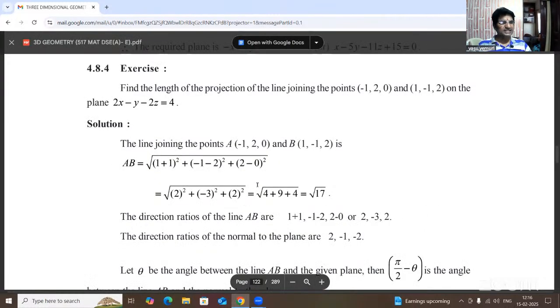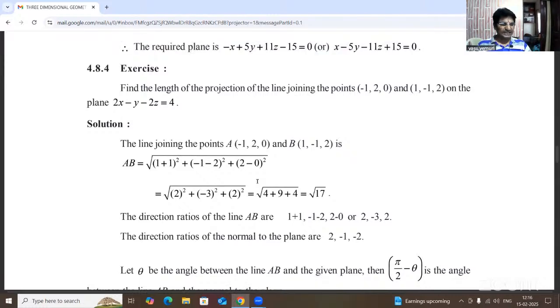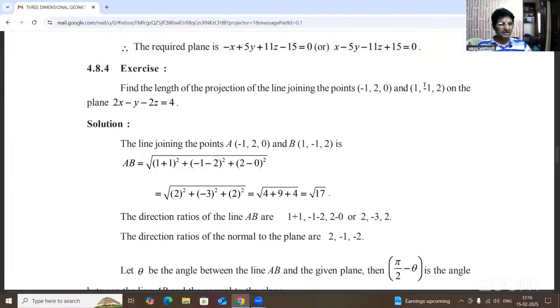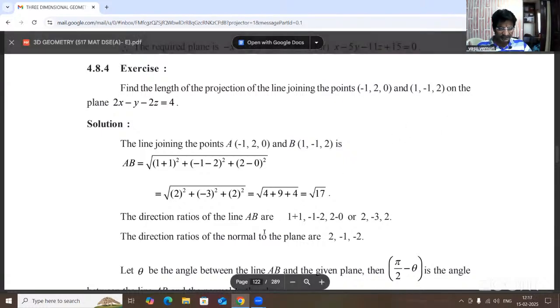Now this is also a projection problem. Find the length of the projection of the line joining the points A(-1, 2, 0) and B(1, -1, 2) on the plane 2x minus y minus 2z equal to 4. Find the distance between the given points: AB equals the root of (x2 minus x1) whole square and so on. According to that formula, we get the value root 17.